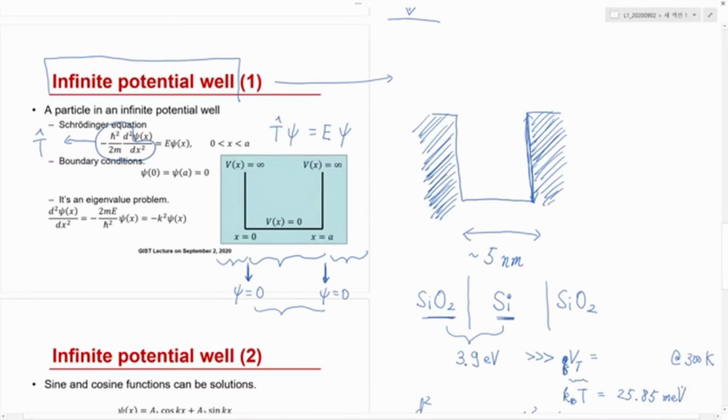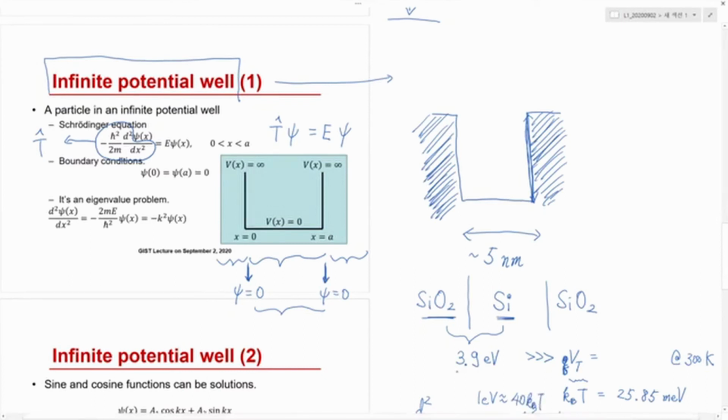So all of you understand that in this system, the thermal energy is the scale for electron energy. If the barrier is much larger than this thermal energy, then it can be safely regarded as infinitely high. You know that about 1 electron volt corresponds to almost 40 thermal energies.